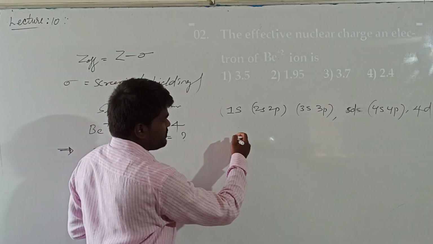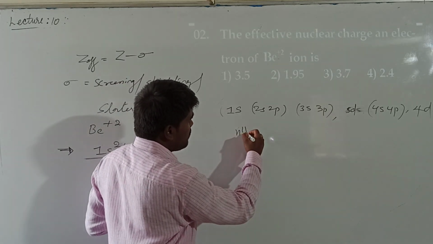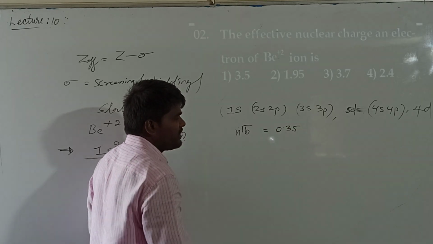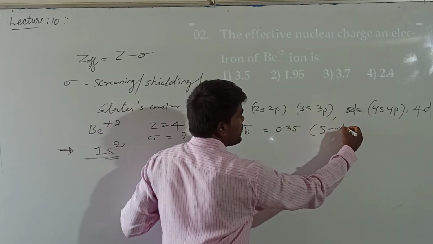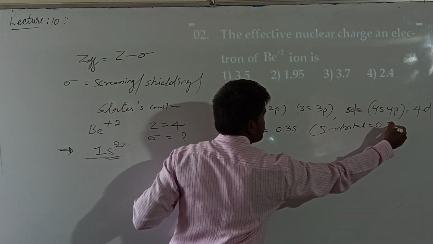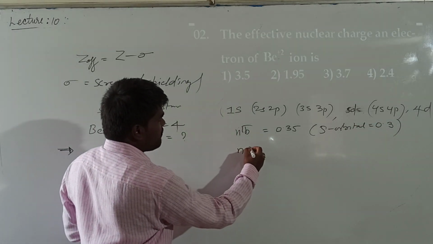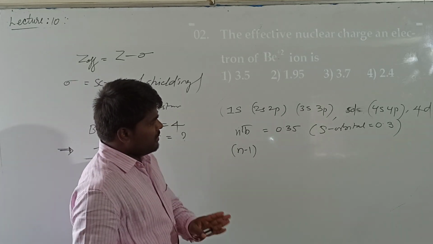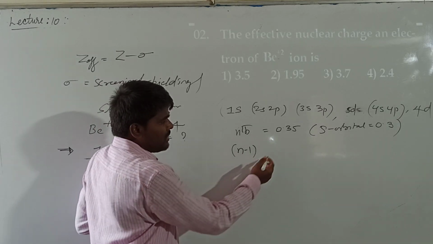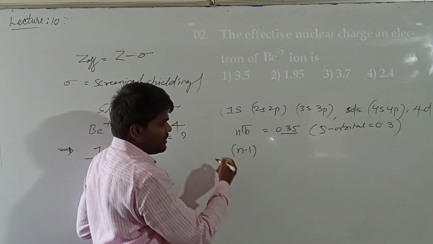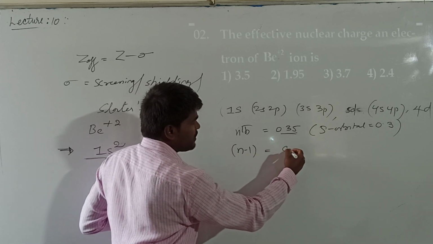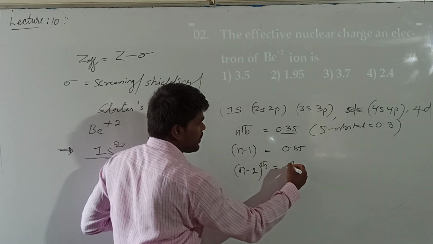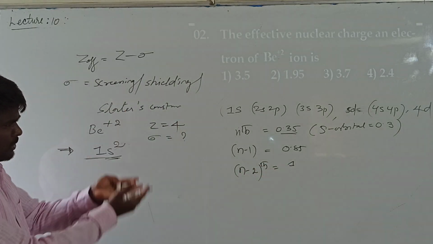Now, every electron in this shell will contribute 0.35. If the electron is in the 1s orbital, then you have to take it as 0.3. For a valence electron in either s or p orbital, in order to calculate the sigma value, these are the contributions of each electron in the nth shell. Electrons in the n minus 1 shell will contribute 0.85 and all the electrons in the n minus 2 shell will contribute 1. As per the given question, we need not go into that much.